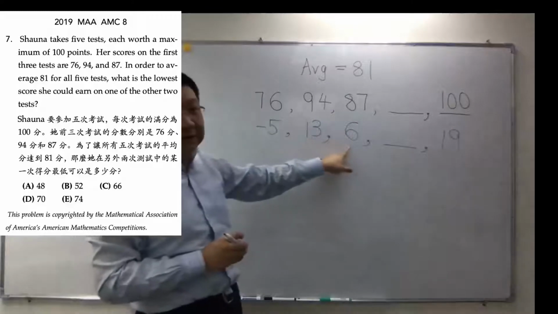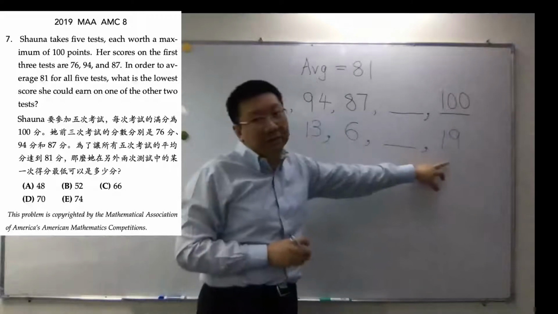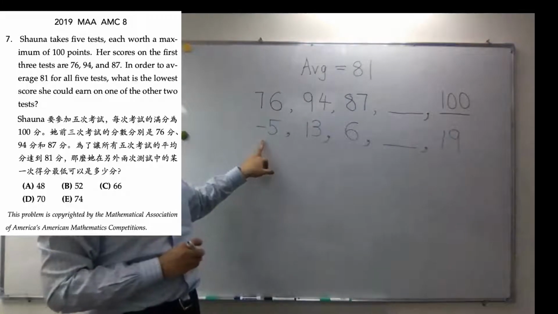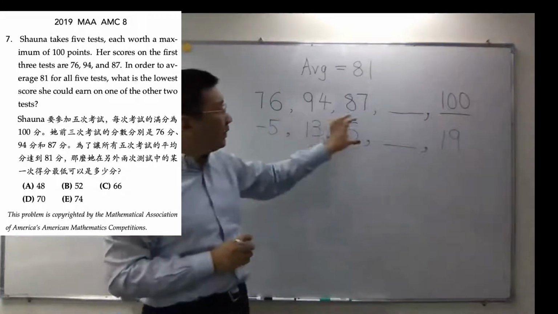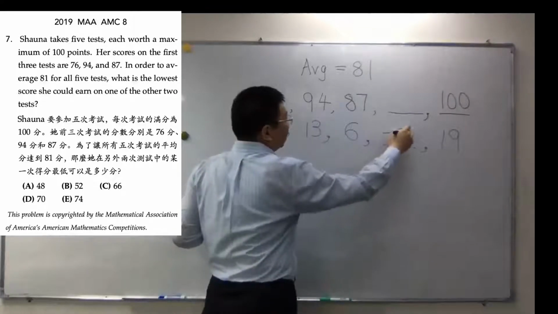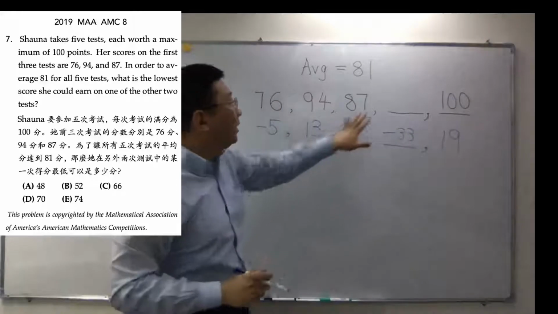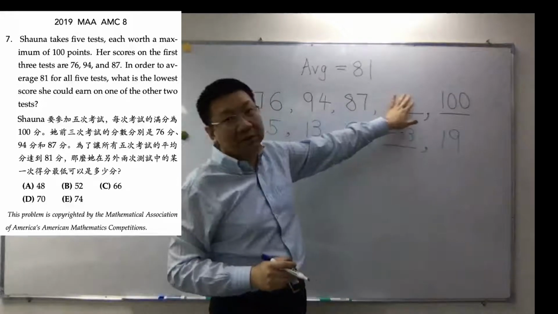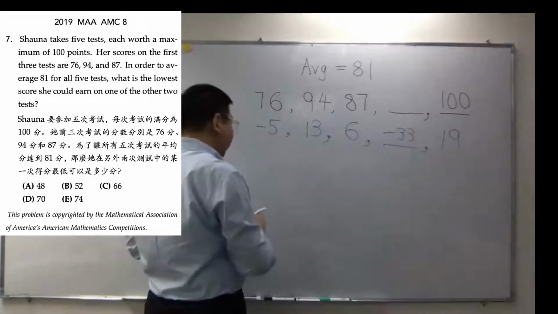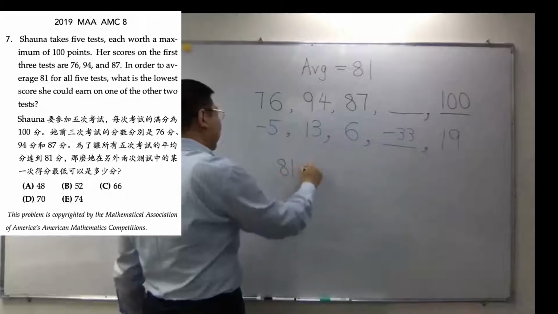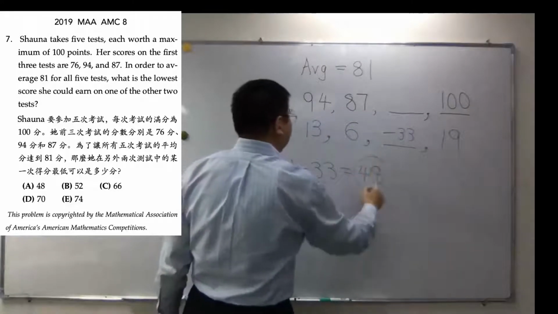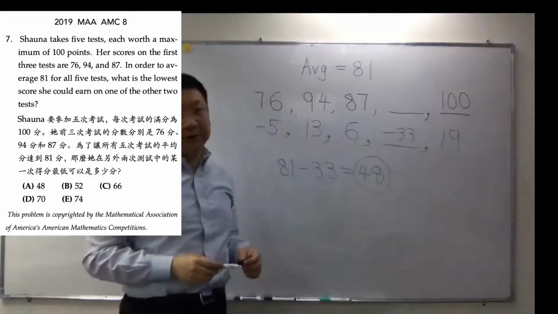So 13 plus 6 is 19. There's another 19, which is 38. 38 minus 5 is 33. So that means in order to make all these surplus and deficit add up to 0, here we should have -33. So then, what should be this lowest possible score? It should be 81 minus this 33. So the answer is just 48. We finish this question.